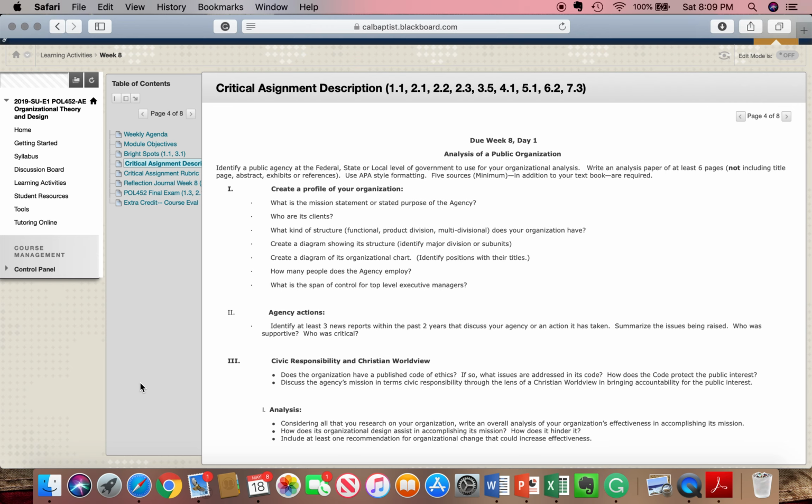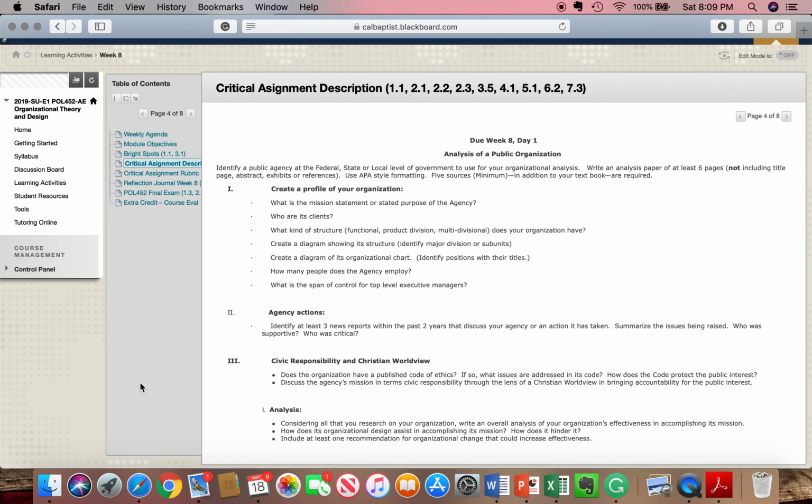I could see that first section, creating a profile of your organization, is going to take a little bit to explain all those pieces. The actions, you're going to research these three reports in the last 2 years. That's going to take up a fairly significant portion of your paper. You're going to talk about its ethics statements, its civic responsibility, how it incorporates a Christian worldview. You can see that that's a portion, and then you're going to add this analysis. So you have more or less the foundation, which is the first one, creating a profile, followed up with the actions, the civic responsibility, and analysis.